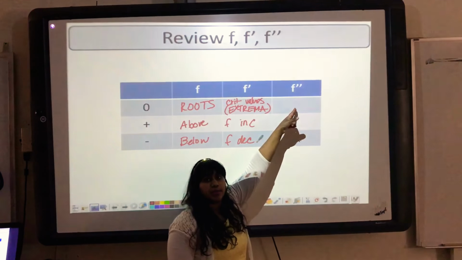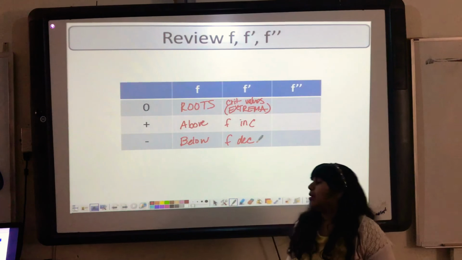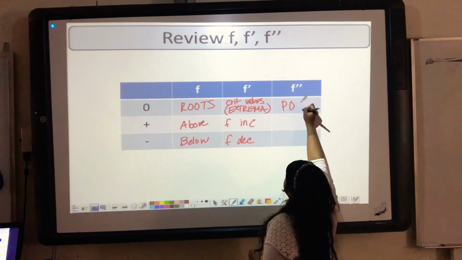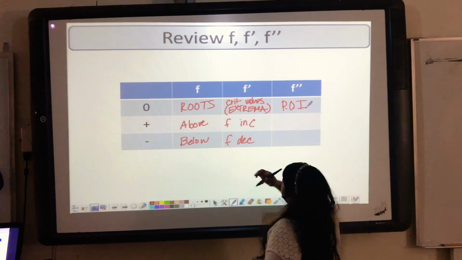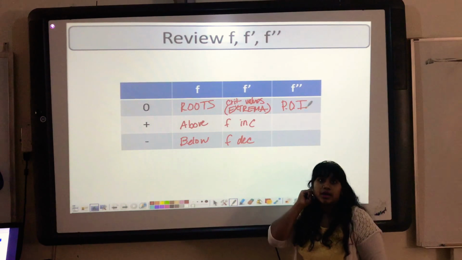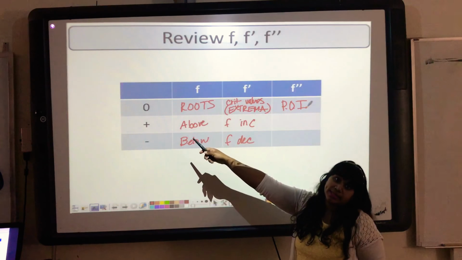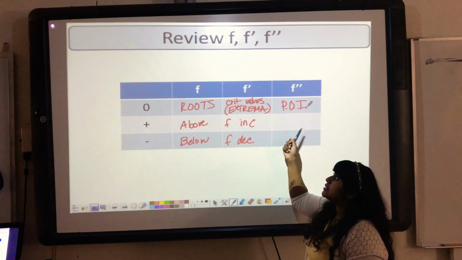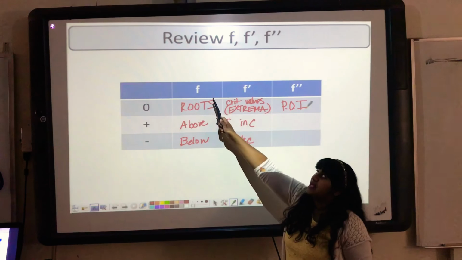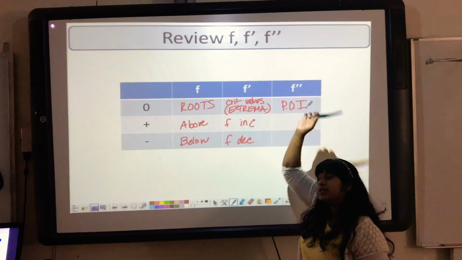What about with f double prime? When f double prime equals 0, what do we call those? Points of inflection, right? These are possible values where concavity changes. Well, when f double prime is positive, above the x-axis, what does that mean? Well, when f double prime is above the x-axis, f must be concave up.